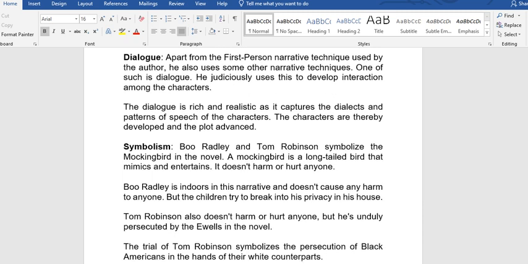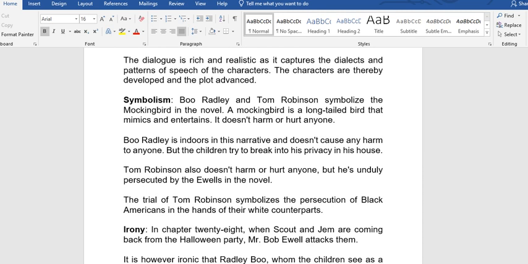We also have symbolism. Boo Radley and Tom Robinson symbolize the mockingbird in the novel. A mockingbird is a long-tailed bird that mimics and entertains. It doesn't harm or hurt anyone. In fact, there is a video that is dedicated to this. That is, the video is titled, "Who is the Mockingbird in To Kill a Mockingbird?" The video comes up after this video.